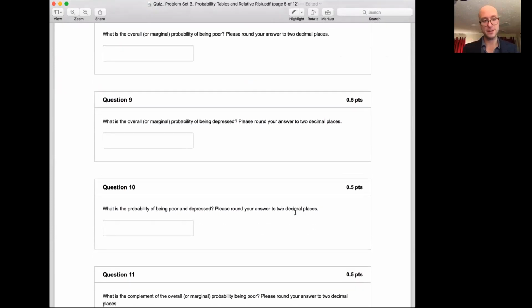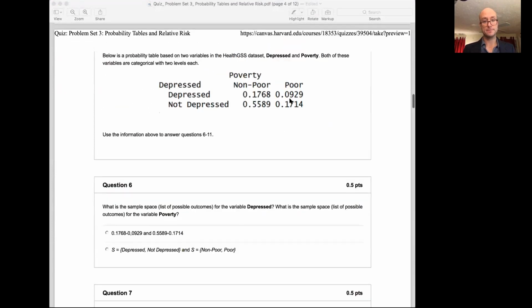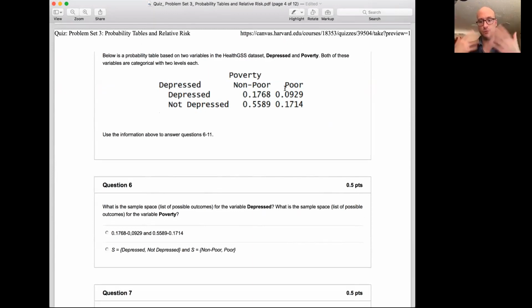Now then we have the probability of being poor and depressed. Well, what do you think that might be? Well, that's actually pretty simple here. Right there, it's the value of that one cell. We don't have to do any adding. It's the joint probability of both. So the probability of being depressed, we have to add up each of the disjoint probabilities, because we split everything into 4 groups. But if we're talking about joint probabilities, there you go.